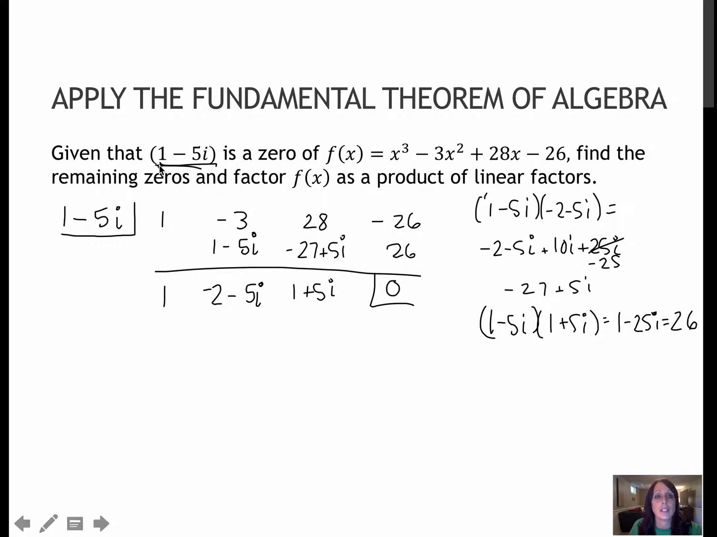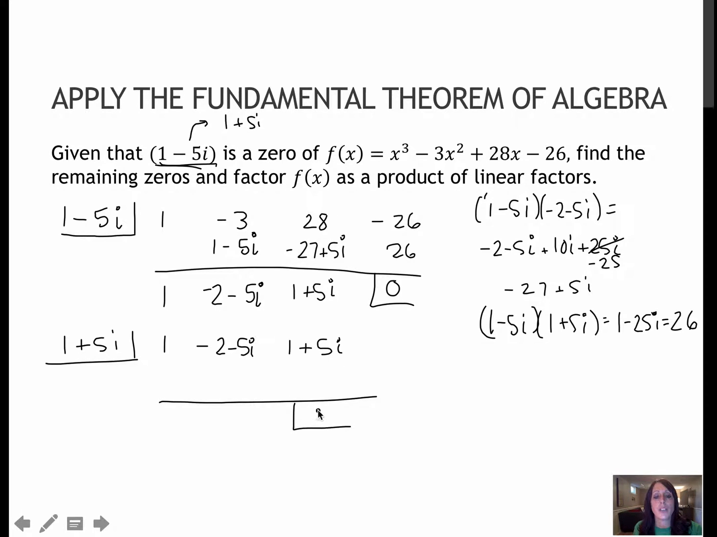Now, what I also know is since 1 minus 5i was a 0, 1 plus 5i is also going to be a 0 or a root of my function. So I'm going to put 1 plus 5i and do the same thing, and I'm just going to use those same coefficients I just ended up with on my last question and go from there. And I should get a remainder of 0, I'm hoping. So bring down the 1, multiply 1 times that, that's 1 plus 5i. These two give me -1, these two cancel. -1 times that would be -1 minus 5i, and I do in fact end up with a remainder of 0.